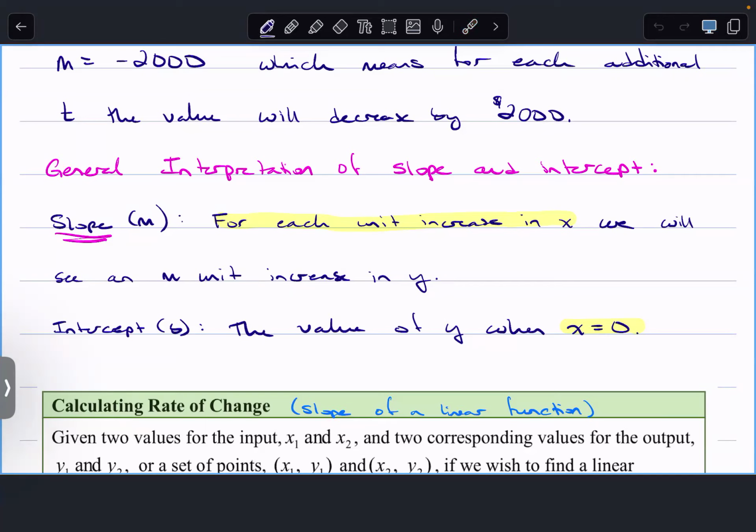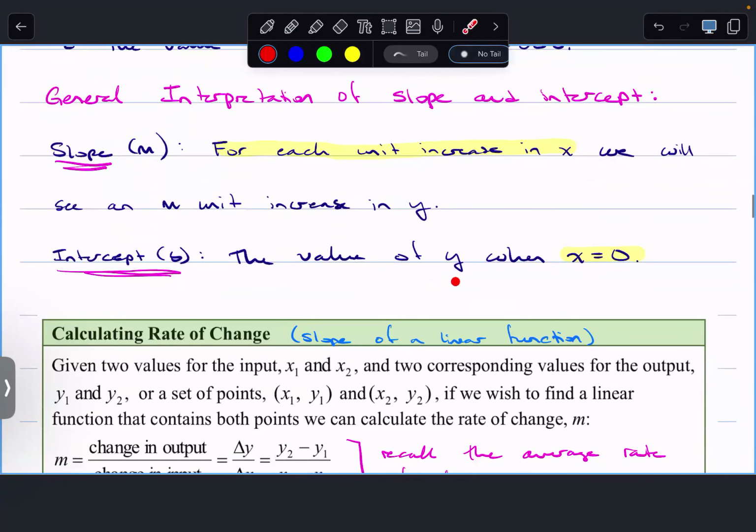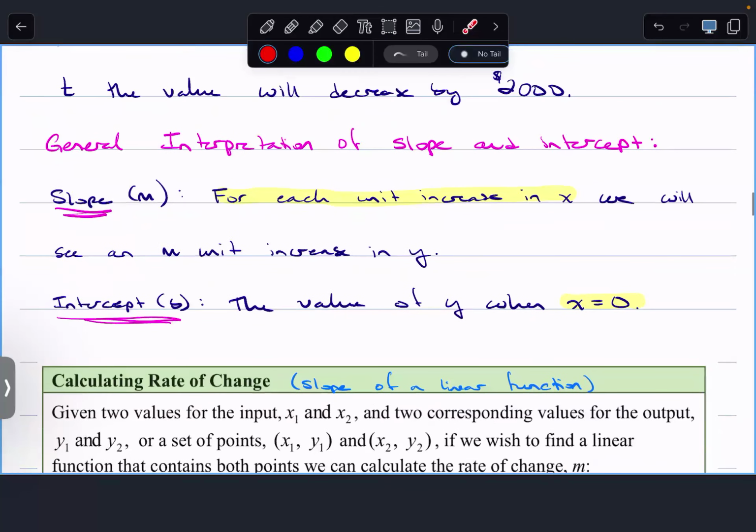And I can see I didn't underline this as forcefully, but it should have been the intercept. The intercept is the value of y when x is 0. Right? And you can develop these, right? Or you can kind of talk yourself into both of these interpretations by just looking at this equation. So the slope for each unit increase in x, right? B is just b. You can let it be 0 if it makes it easier, right?